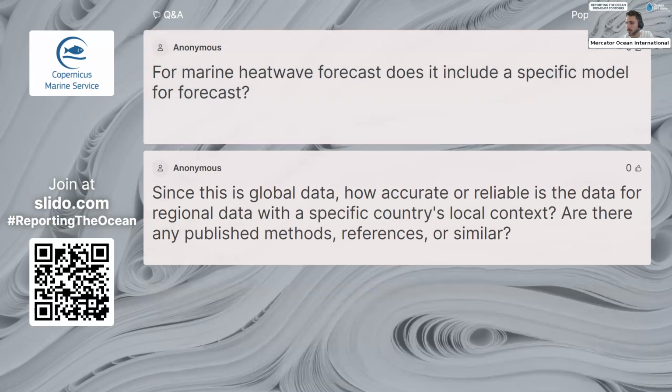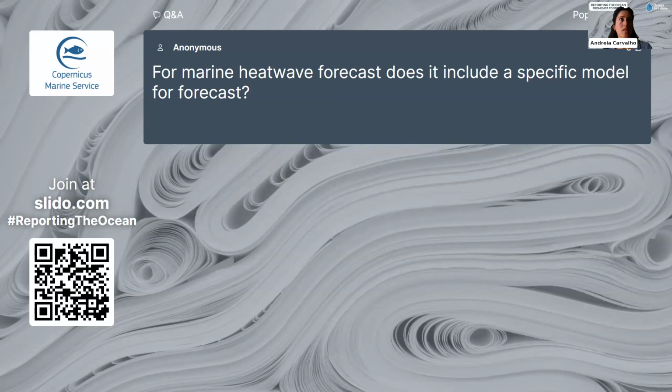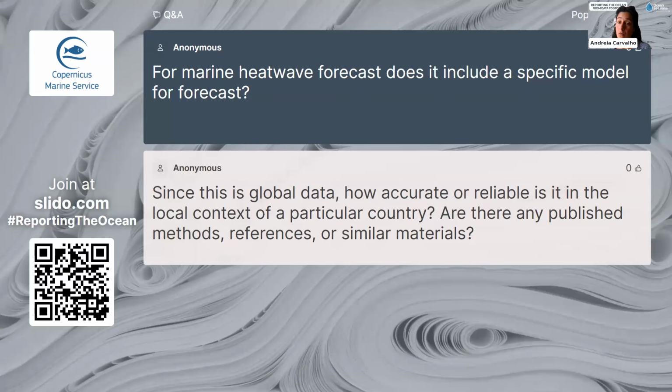For our next question, for the marine heatwave forecast, does it include a specific model for the forecast? The model that is used to generate most of the data, so sea surface temperature and marine heatwaves, is our ocean monitoring and forecasting system from the Copernicus Marine Service. So it is the same that you access through the data catalog. We just calculate some statistics to generate the marine heatwave forecast. But the base model is the same we use in our Copernicus Marine system, which is the ocean physics analysis and forecast product.